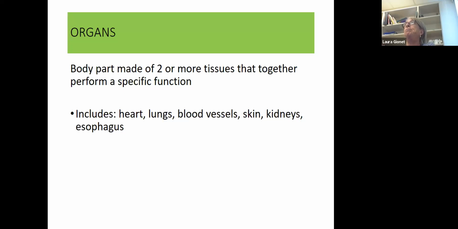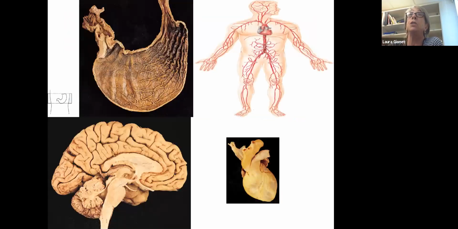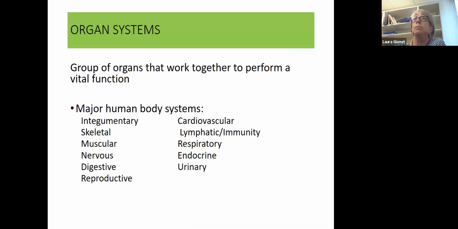ovaries, testes, whatever else we find in the abdominal pelvic cavity, lungs, a brain, a spinal cord. All right, these are all organs. And then you're going to identify what organ system they belong in. So that takes us to our different organ systems. These are groups of organs that work together to perform a vital function.